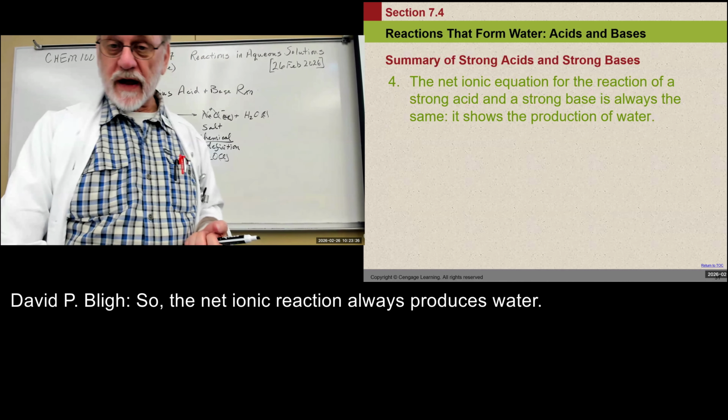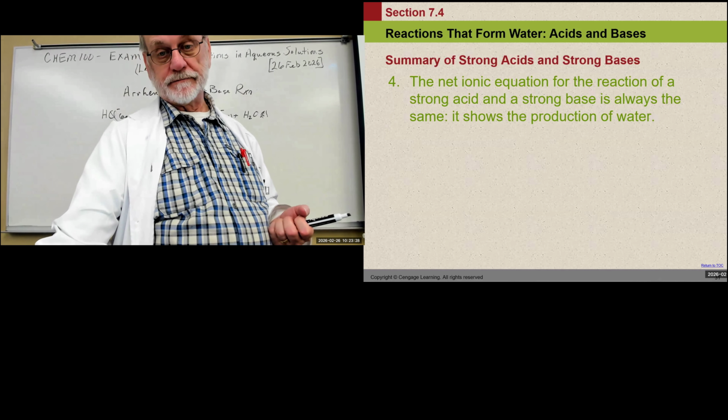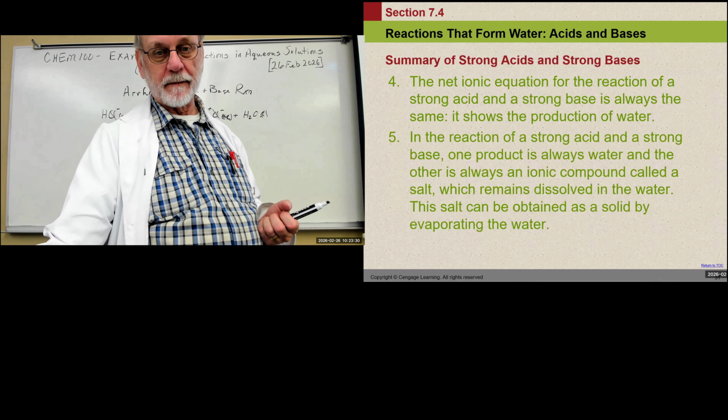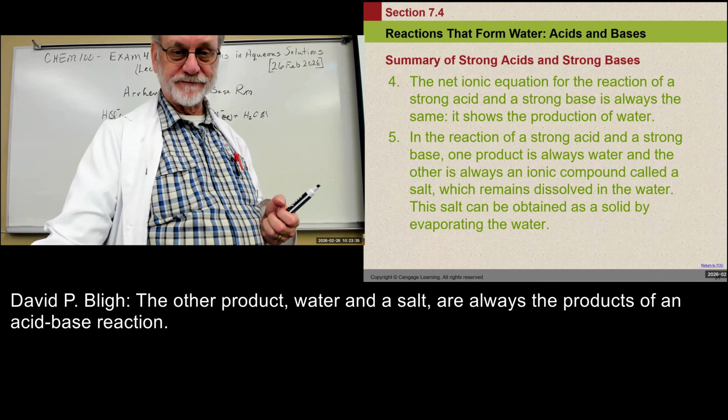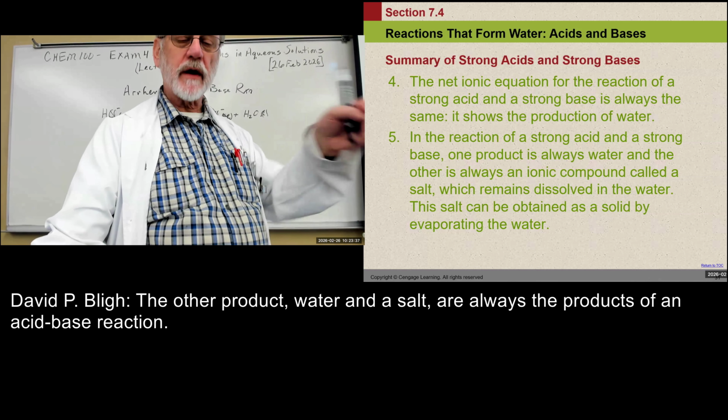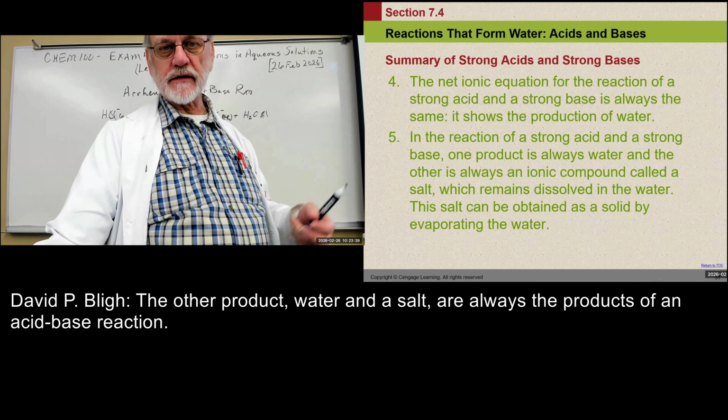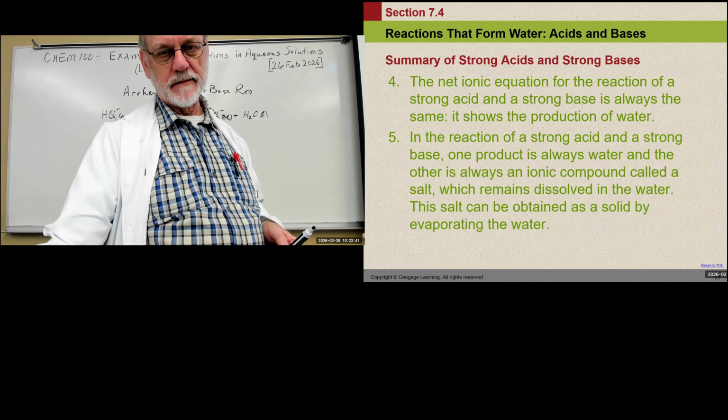So the net ionic reaction always produces water. The other product is called a salt. Water and a salt are always the products of an acid-base reaction.